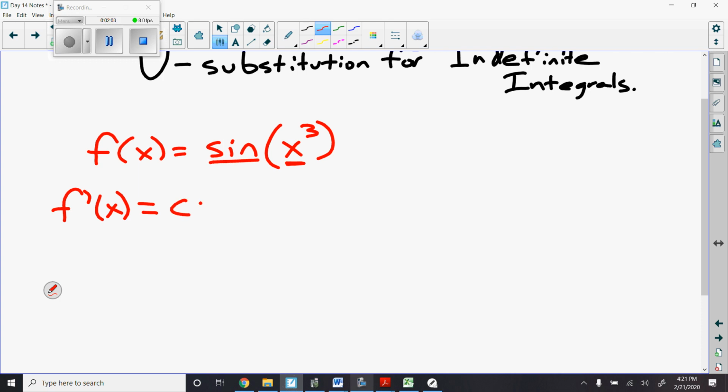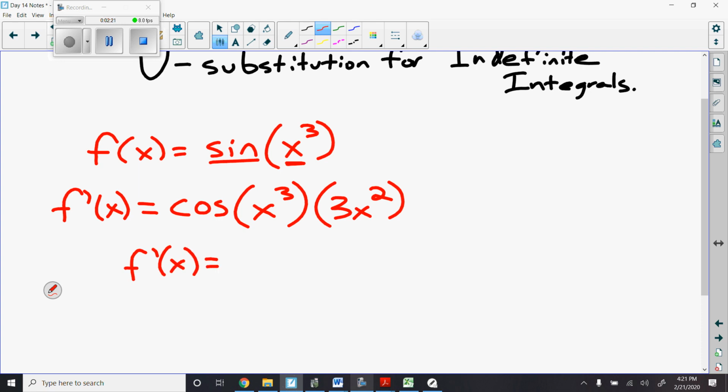I do the derivative of the outside with respect to the inside. And then I'd multiply by the derivative of the inside. The derivative of x cubed is 3x squared. Okay, and cleaning that up, I'd say my answer is 3x squared cosine of x cubed. Okay, so that's just your basic chain rule for derivatives.